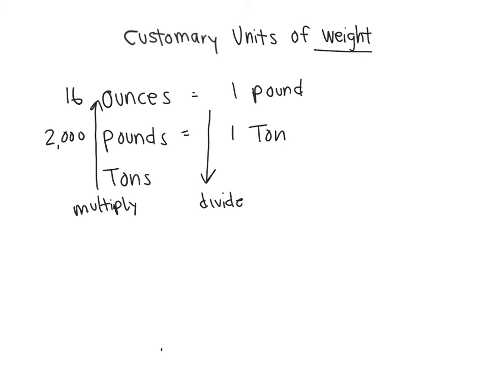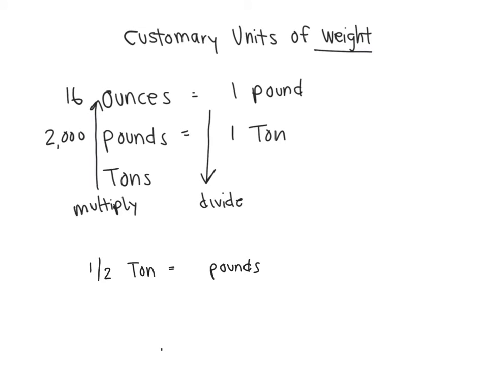So for example, say we had 4 pounds, and we want to know how many ounces we have. Well, pounds is a bigger measurement, so we're going up. That means we need to multiply. What are we going to multiply the 4 by? We're going to multiply the 4 by 16, because there's 16 ounces in a pound. So 6 times 4 is 24. 4 times 1 is 4, plus 2 is 6. So there's 64 ounces in 4 pounds.